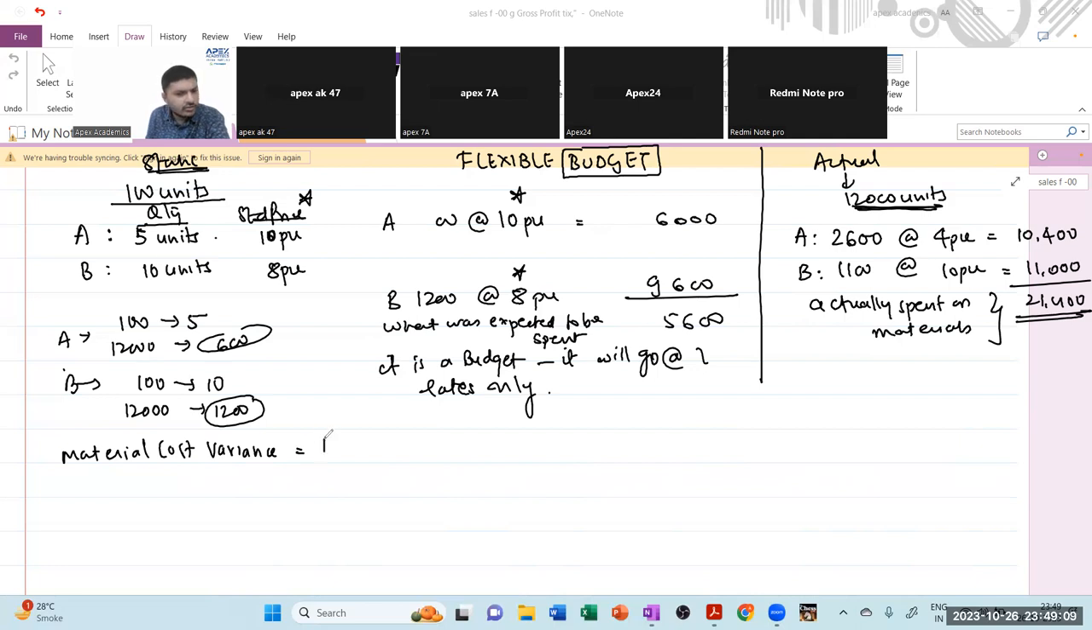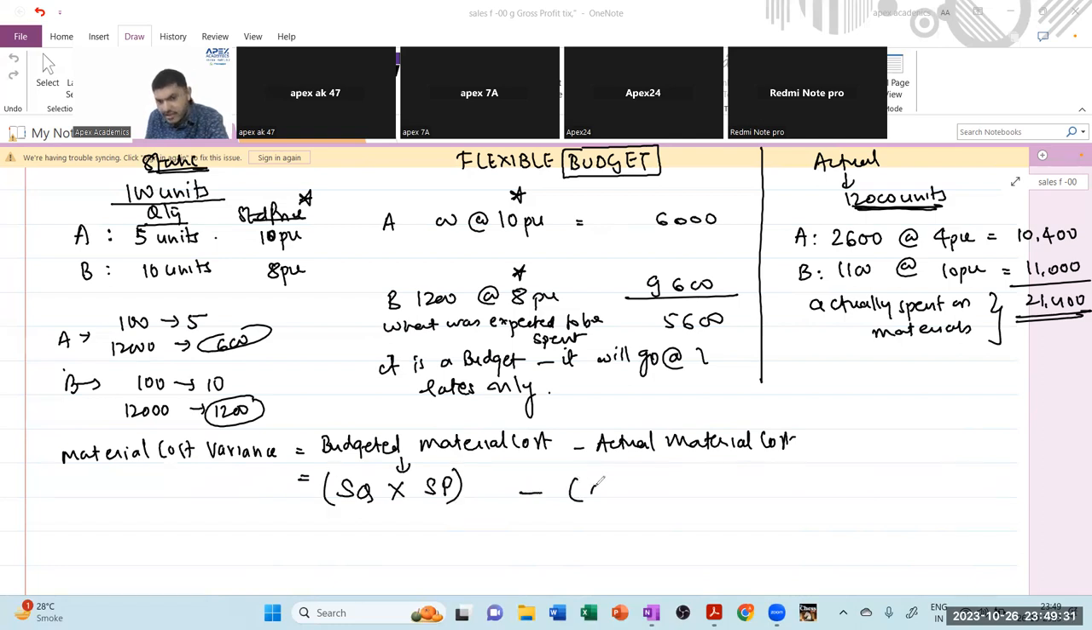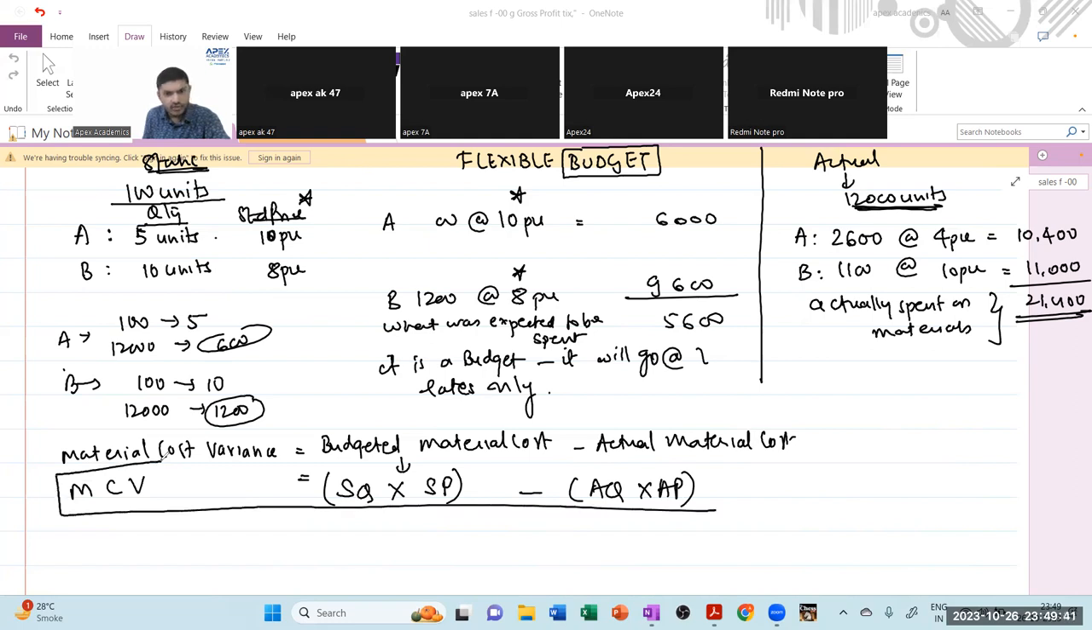is equal to budgeted material cost minus actual material cost, which is called in our language of standard costing as standard quantity multiplied by standard price minus actual quantity multiplied by actual price. This is the formula for material cost variance.